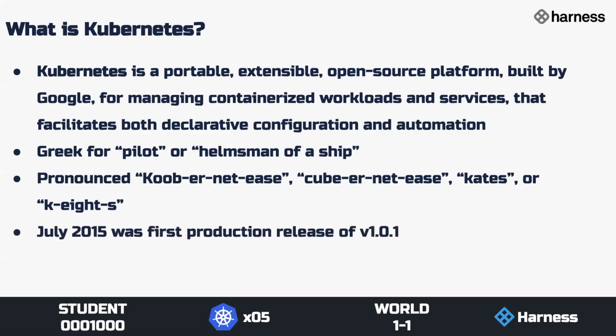July 2015, first production release of Kubernetes for open source. It was 1.0.1. And right now, the current version is 1.18. There are also 1.19 is in beta right now. So as of this recording, it's 1.18.